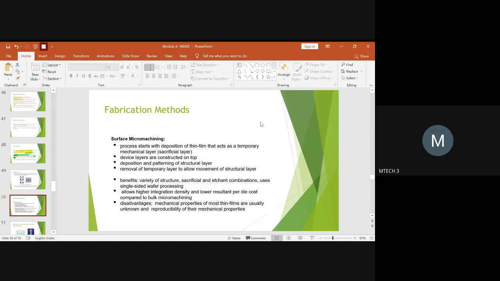So what is the benefit of this surface micro machining? So that you have to see. It is suitable for a variety of structures. Any huge or small structure, it will protect and safeguard, and hence it is known as a sacrificial layer. It can also be used with an etchant combination to remove the extra material. Even this acts the same way. So any one of the etchant combinations could be used for surface micro machining.